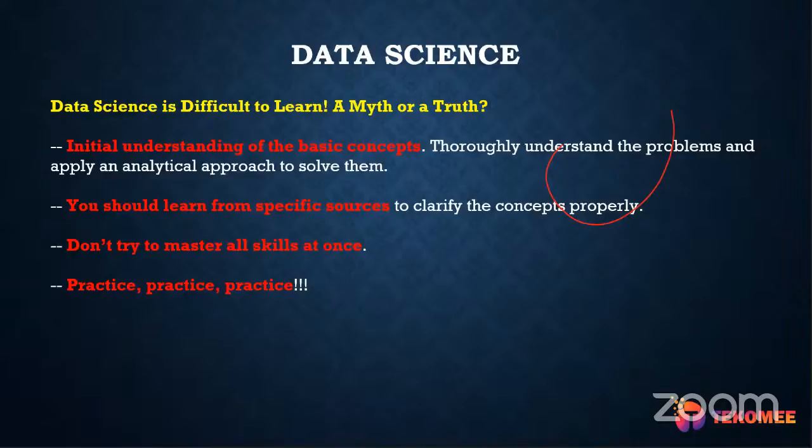Learning from various sources is not always acceptable, because you can learn the same concept from a thousand different sources and you will get confused. So it is always better to sit and chalk out from which particular resource you want to learn, right? Don't try to master all skills at once. It will never work out. If you think that I'll just learn data science in only one night or in only 1 month, it's not possible. Very honestly, it's not possible.